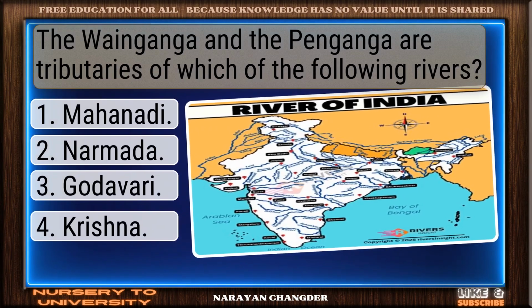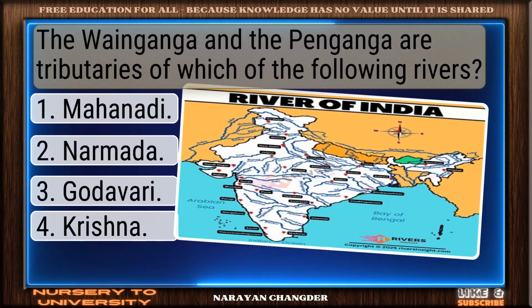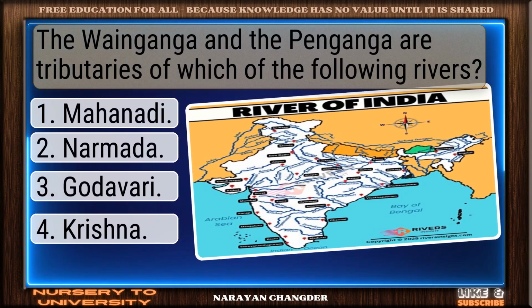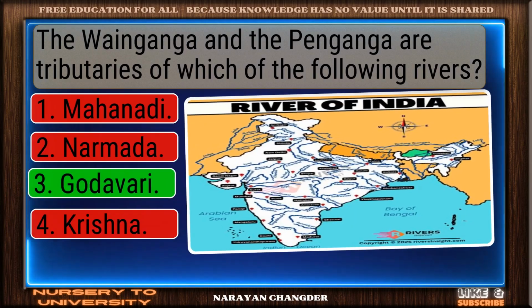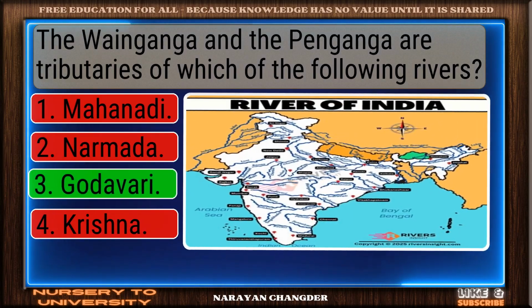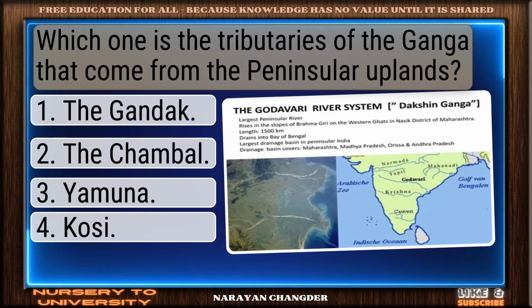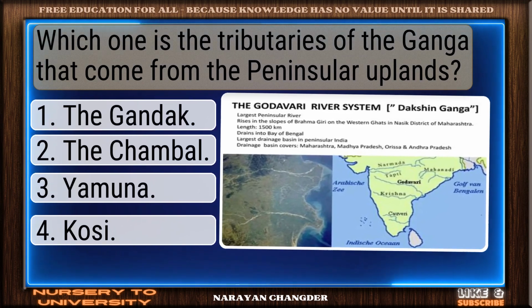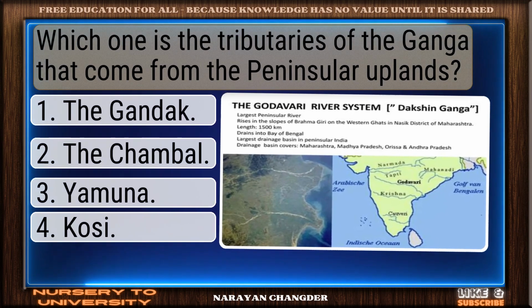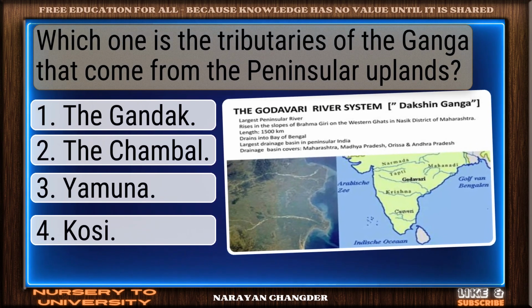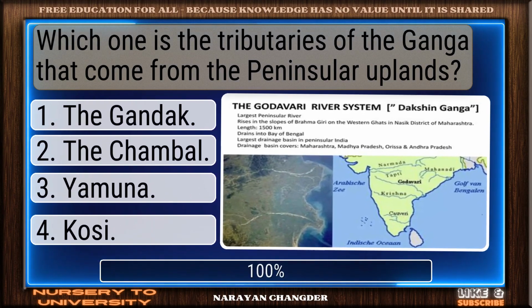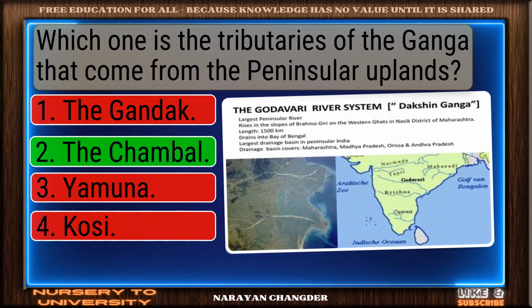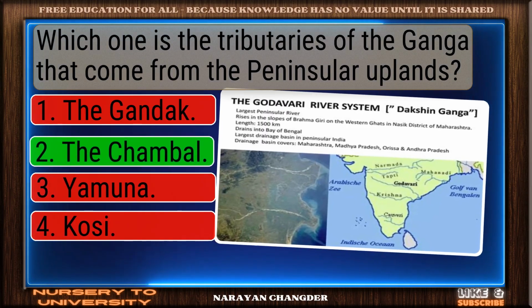Question number 51. The Wainganga and the Penganga are tributaries of which of the following rivers? Exactly. Godavari makes sense, and it is the right choice. Question number 52. Which one is a tributary of the Ganga that comes from the peninsular uplands? Good job. Your answer, the Chambal, works well here.